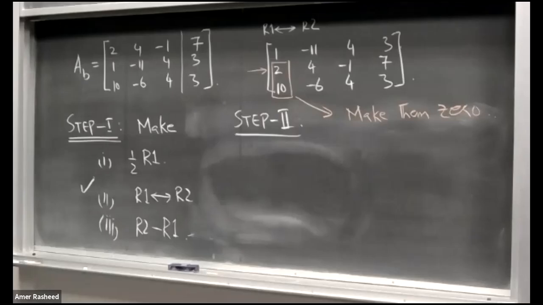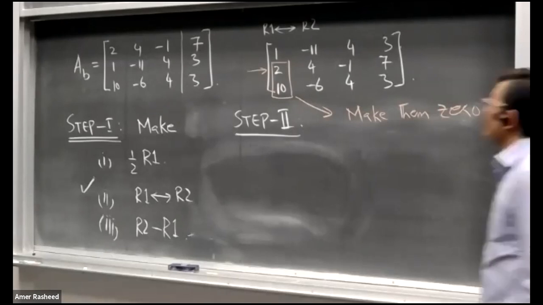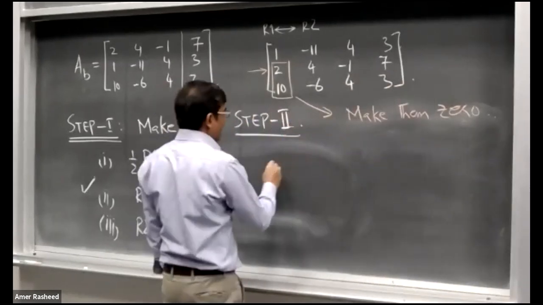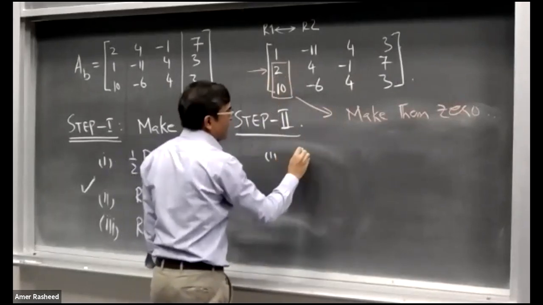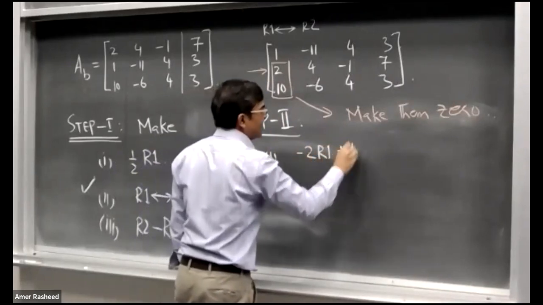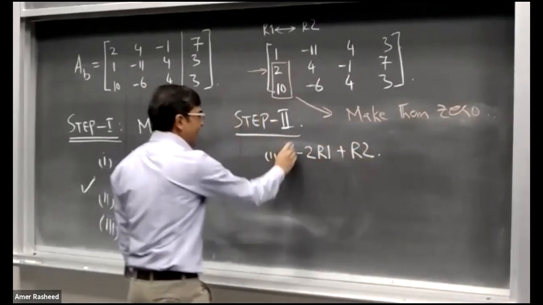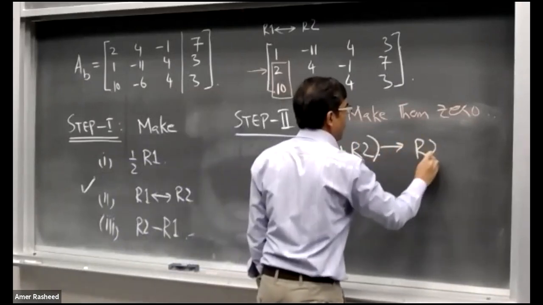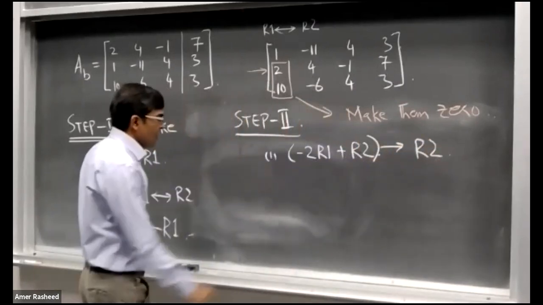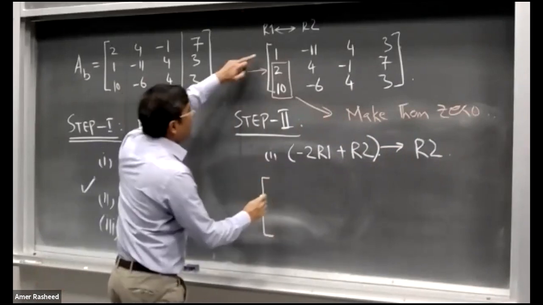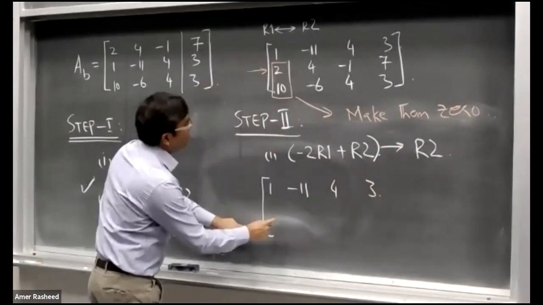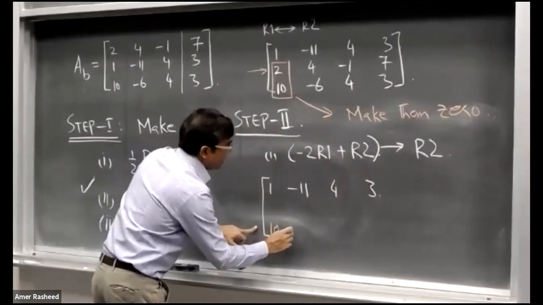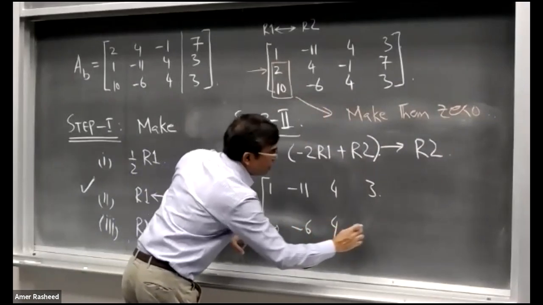Anyone? Minus 2R1 plus R2. That's okay. Yes, we are going to apply. First case में इसको 0 बनाना है हमने. So minus 2R1 plus R2. In this case, row 2 is going to change. Okay, not row 1. आप row 1 को वैसे ही लिख दें. row 1 क्या है? 1 minus 11 4 3. Now और रो 3 को भी वैसे ही लिख दें, सिर्फ रो 2 चेंज होगी. 10 minus 6 4 3.